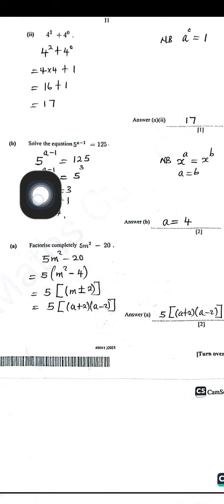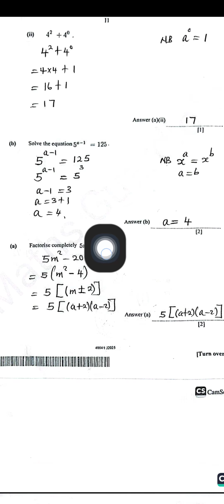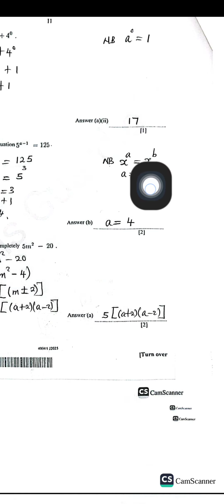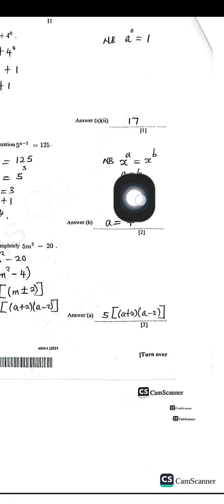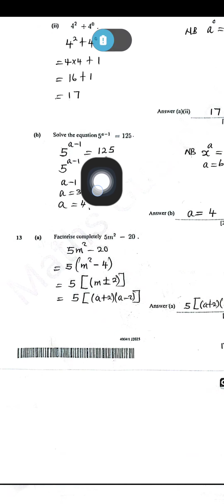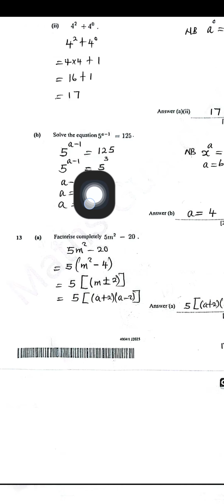So what we have to do is make these bases similar so that we can equate the powers, because we have a law of indices which says that a to the power x equals b to the power x simply means a equals b. So we want to apply that law. So 5 to the power of a minus 1 must be equal to 5 to the power of something to get 125, which is 5 to the power 3.